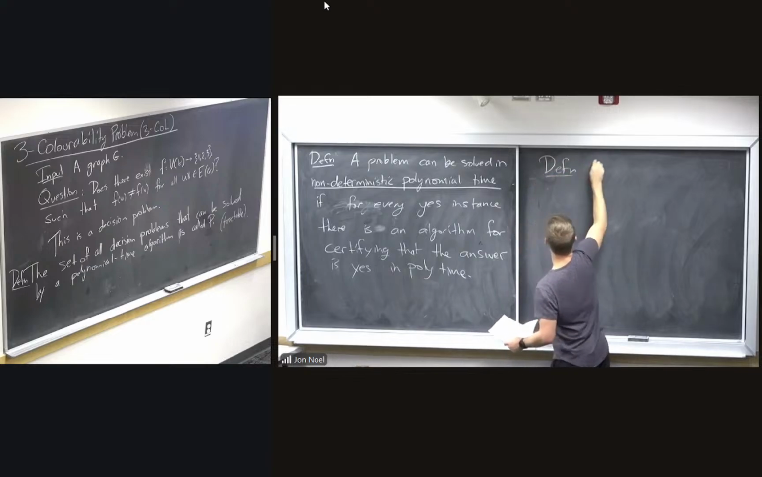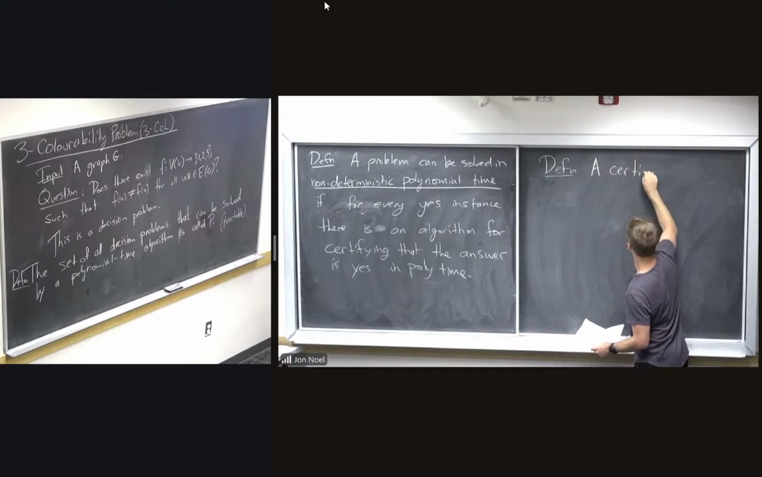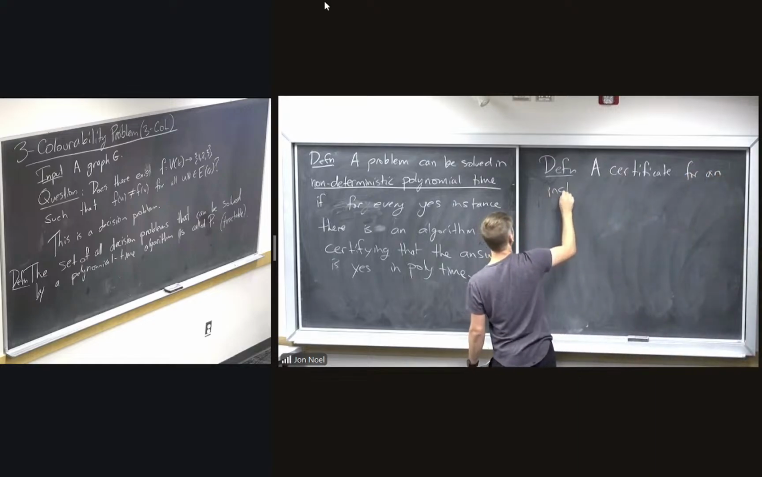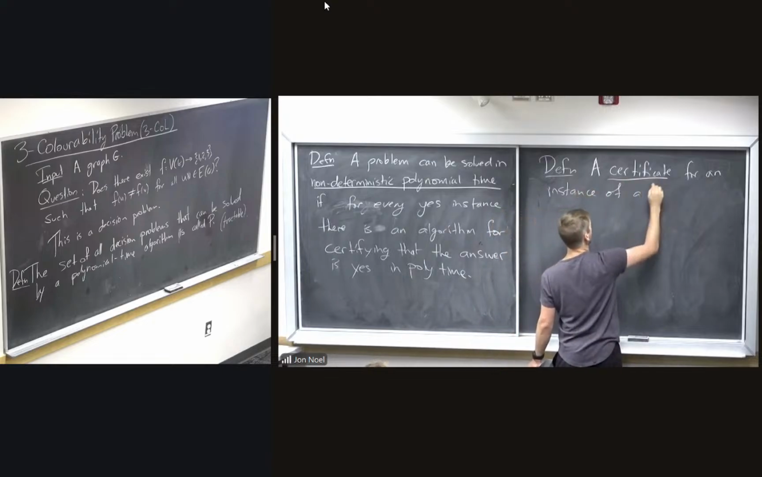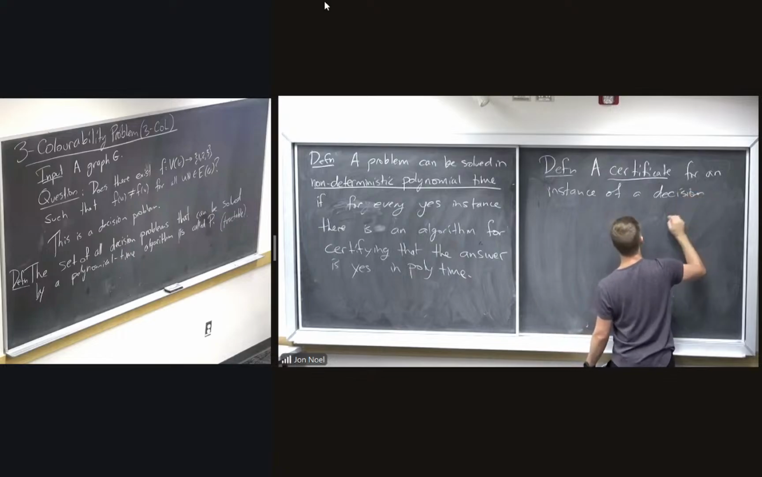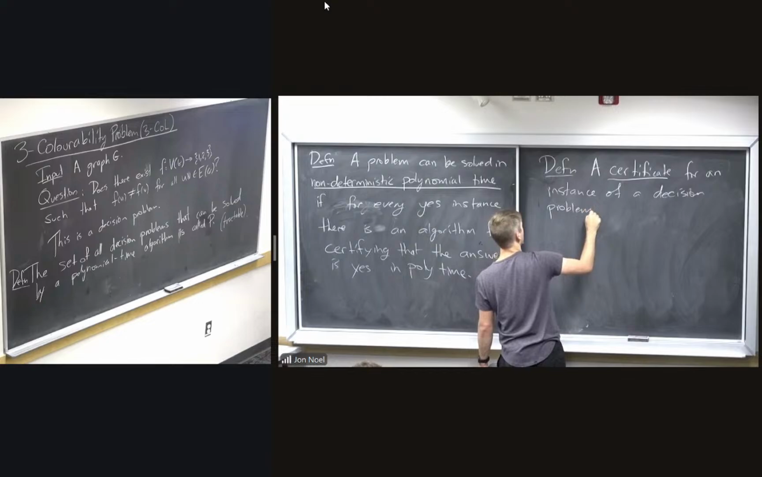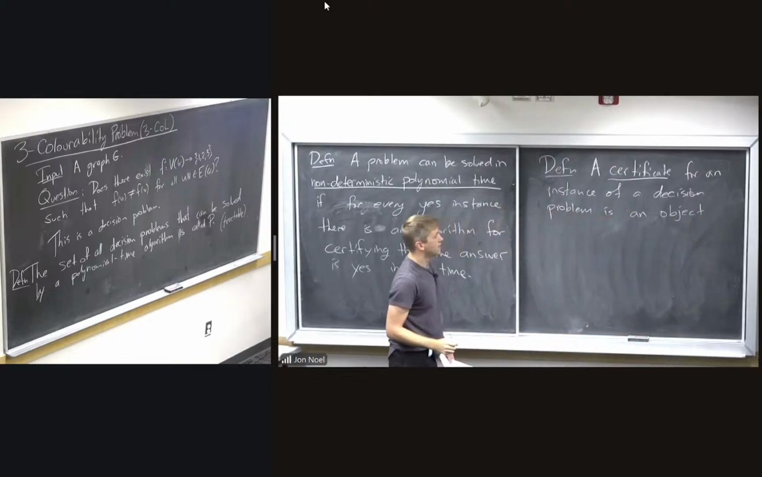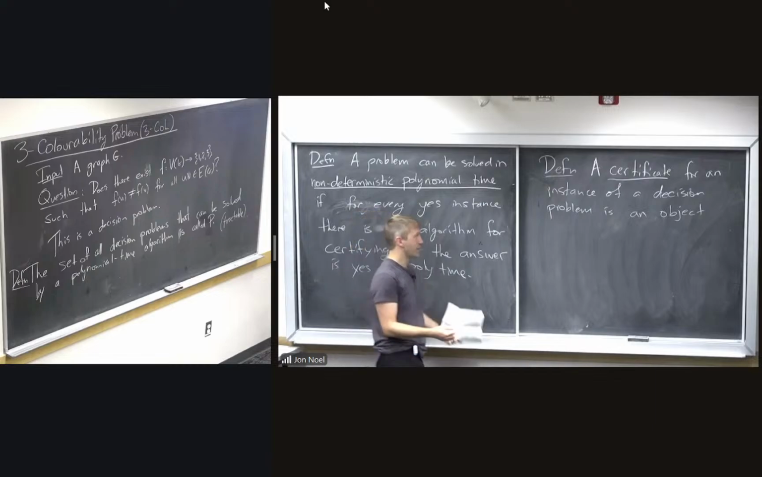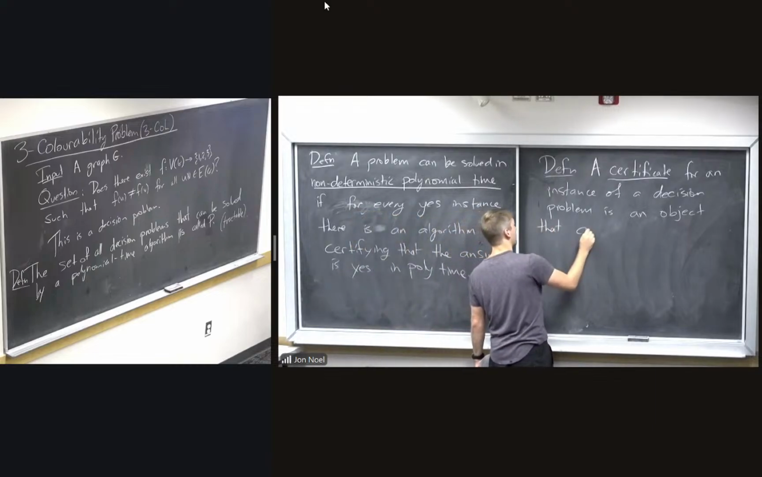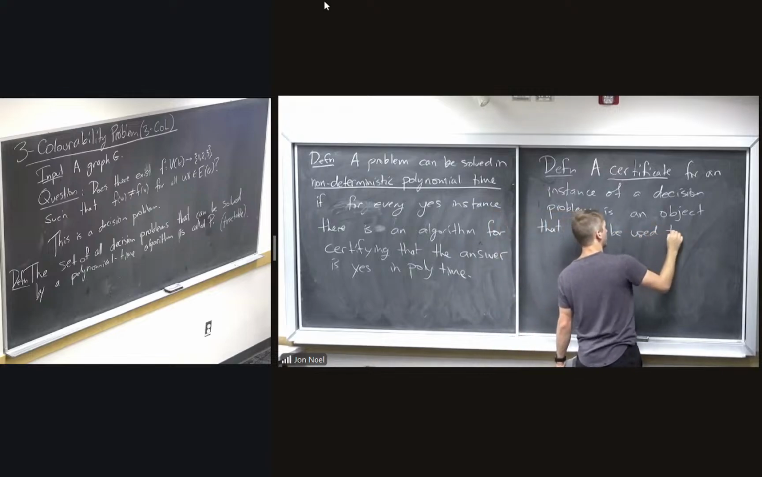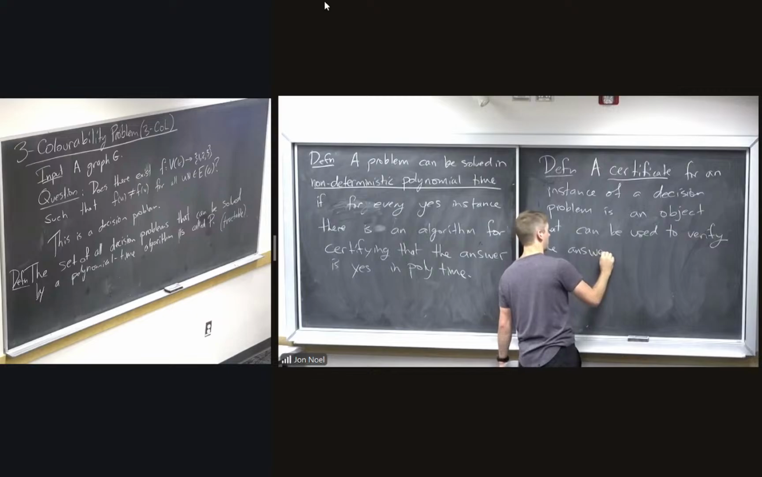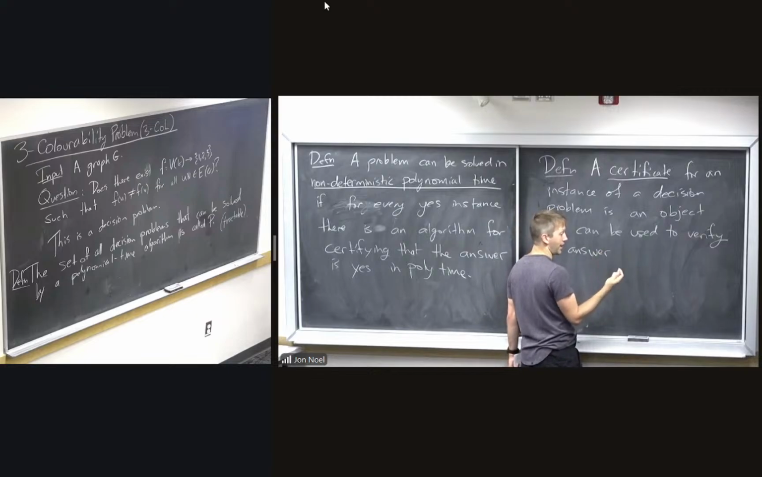So a certificate for an instance of a decision problem is an object, some kind of mathematical object that can be used to verify the answer to the problem for that instance.